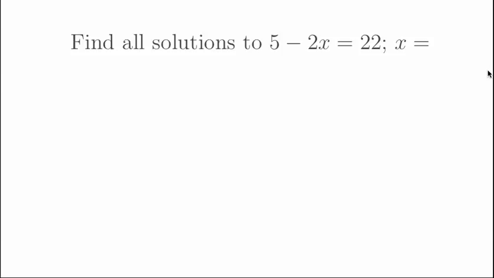Hello, welcome to this walkthrough of Math Exam AA, practice version 1, problem number 6. Here we're going to solve a simple linear equation: find all the solutions to 5 minus 2x equals 22. Very basic bread and butter algebra operations here.